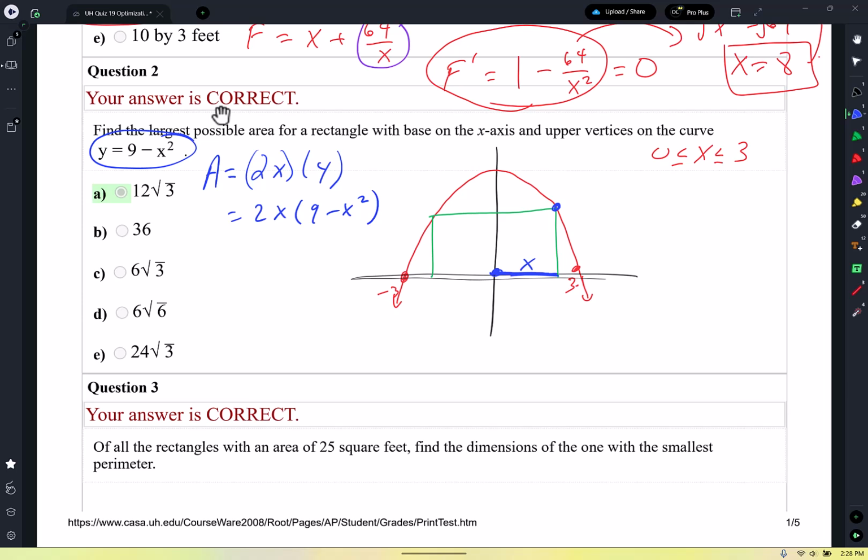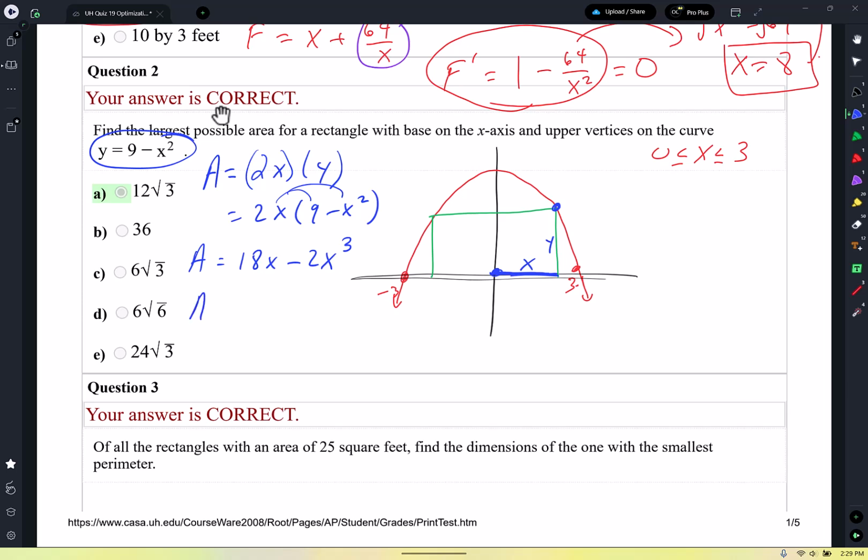Is anyone confused with that expression? Let me know, guys. All I'm doing is 2x times y because this is what the height of that rectangle is. All right, here we go. Distribute. Area equals 18x minus 2x cubed. I don't see any mistakes. Let me know if I do.